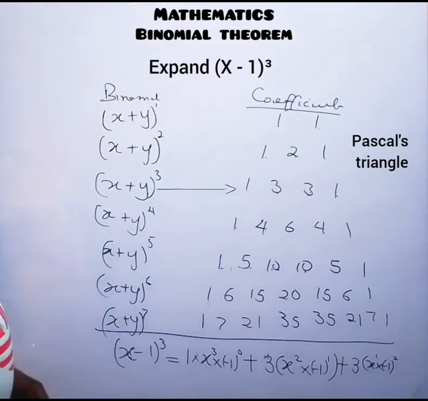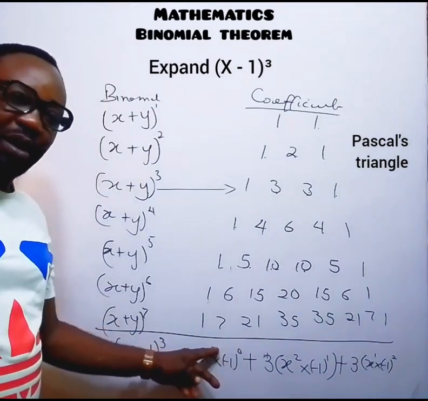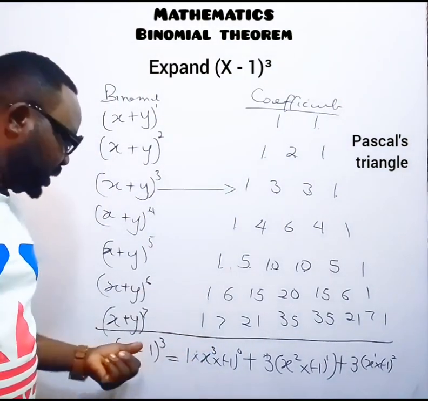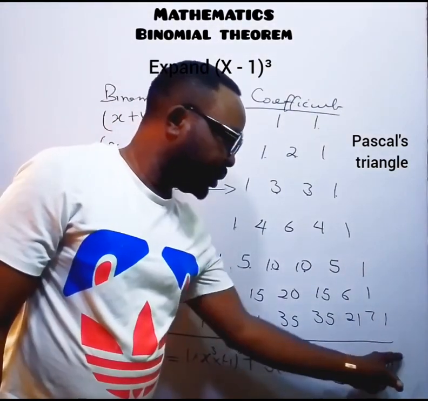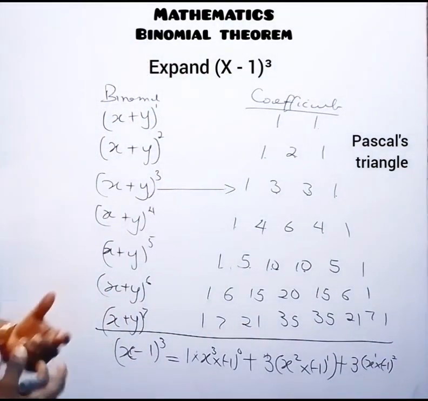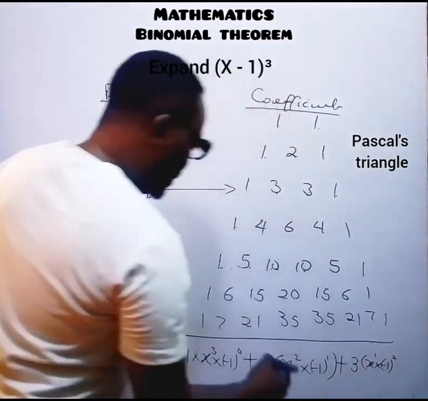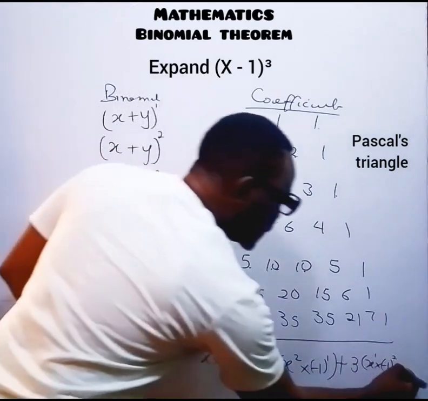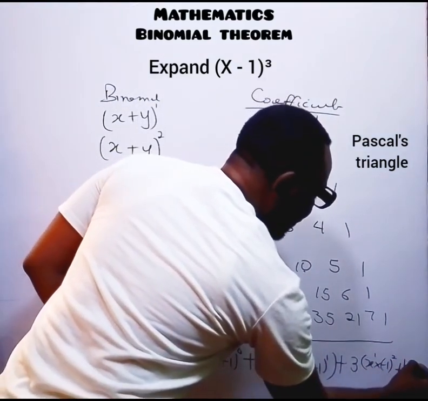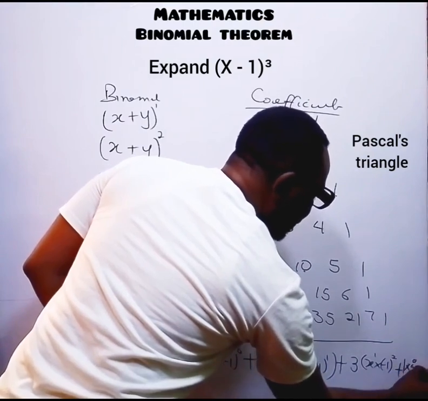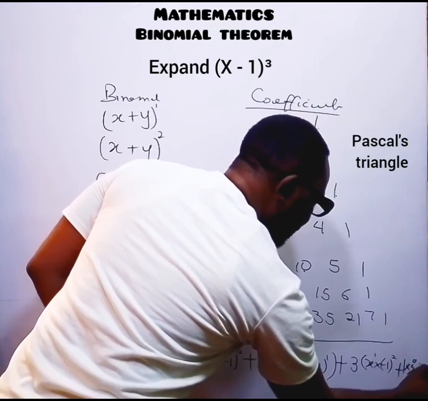Now, you will see, if you add the power on each of these terms here, it will be equal to the power we have here. 3 plus 0, 3. 2 plus 1, 3. 1 plus 2, 3. You've been able to deduce what I'm trying to say there now. Very good. Now, plus, then the last term is what? 1 times x raised to the power of 0 multiplied by minus 1.